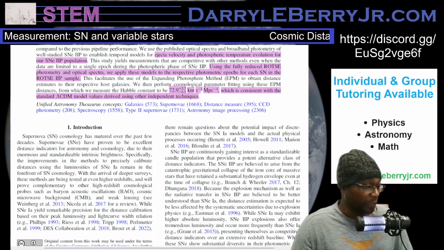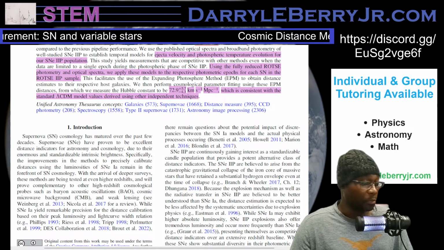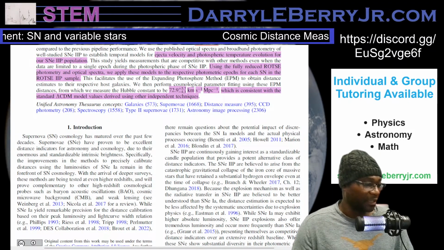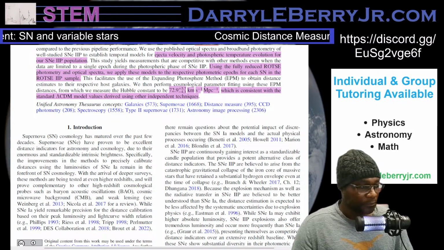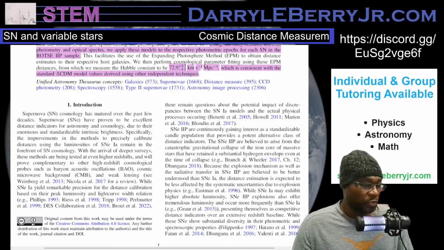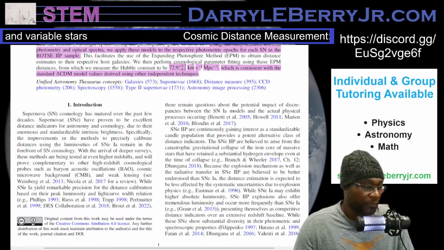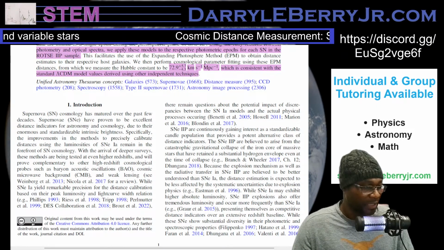While supernova type 1a yield remarkable precision for the distance calibration based on their peak luminosity and light curve width relation. And Perlmutter and his group is one of the people that got a Nobel Prize for that. Pretty sure they learned, if I recall properly, that the universe is accelerating in expansion utilizing supernova. That's back when CCDs first came out. There remain questions about the potential impact of discrepancies between the supernova type 1a models and the actual physical processes occurring. Supernova 2P are continuously gaining interest as a standardizable candle population that provides a potent alternative class of distance indicators.